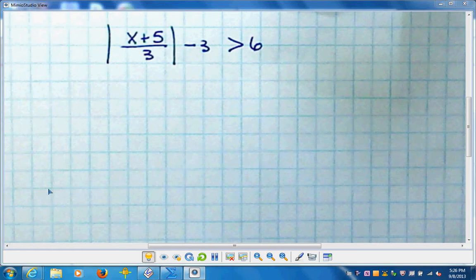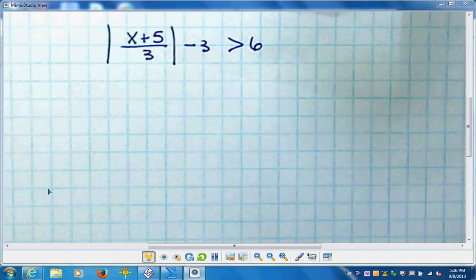Okay, here's an absolute value inequality that has a fraction inside the absolute value. But that's okay. We can still solve this problem. We know how to set it up. Doesn't matter what the numbers look like. The process is always the same. So the first thing we need to do is, do you remember?